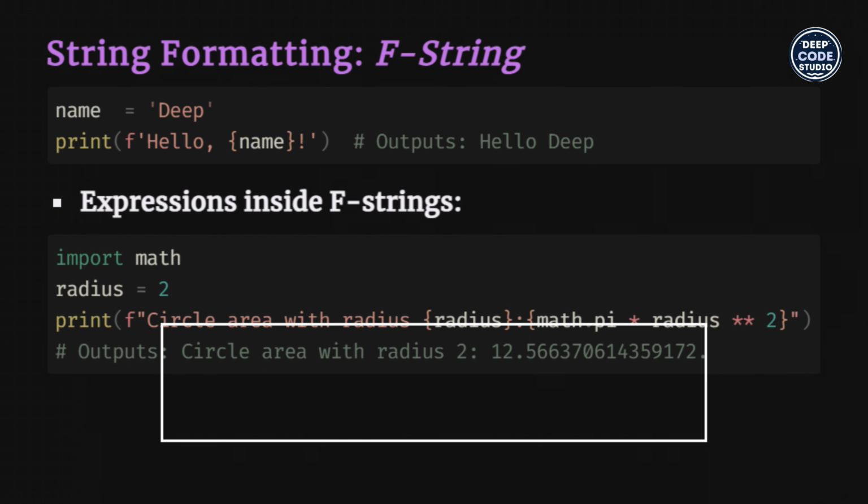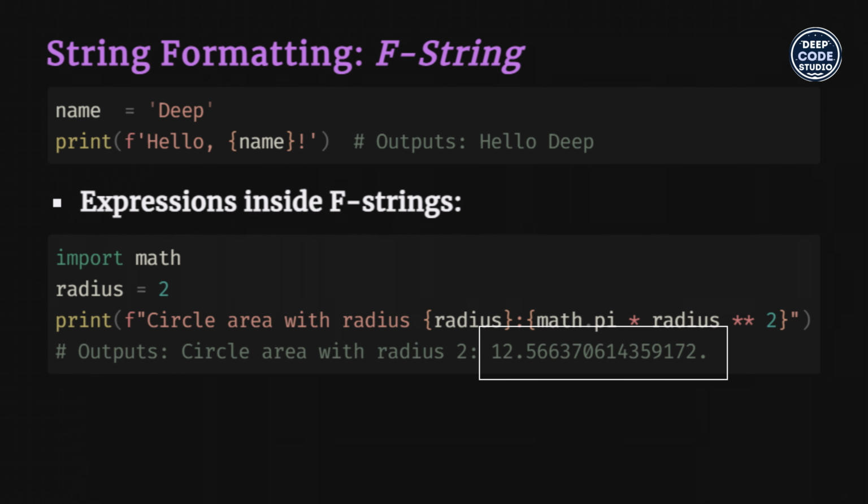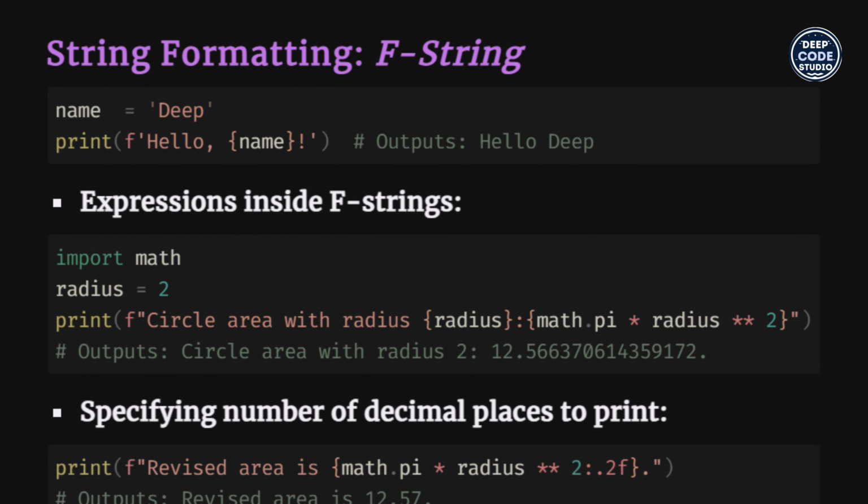Here you can see that after the decimal it is printing a long list of numbers. But I can also specify the number of decimal places to print after the colon. You can see that I am printing revised area is, and then after doing this calculation I am specifying after the colon .2f. It means print a decimal value up to 2 places. So now it will print revised area is 12.57. And this approach actually simplifies the code. F-strings allow you to create detailed messages by directly embedding variables and expressions into the strings.